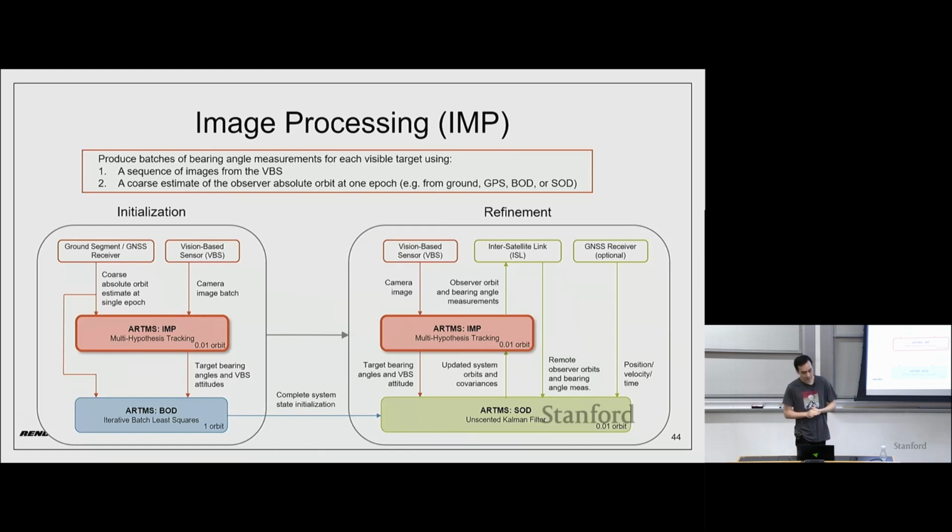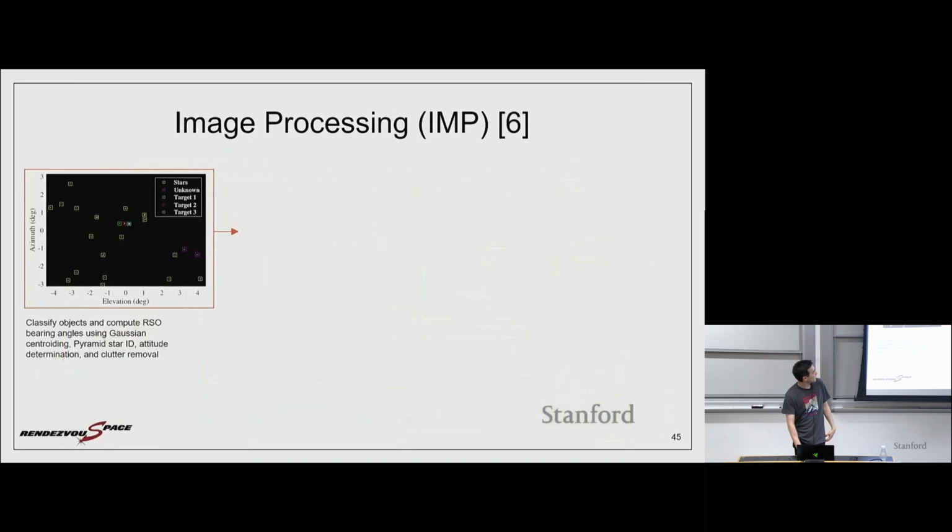And in low Earth orbit, the IMP algorithm runs about once per minute. So as a rough rule of thumb, Artemis expects around 100 image measurements per orbit to operate nominally. So here's a flow chart of what image processing is doing, where we start.